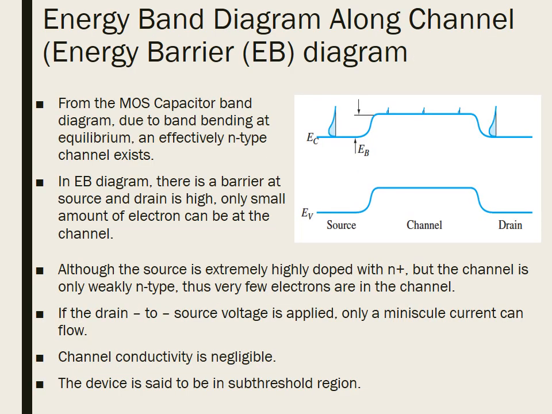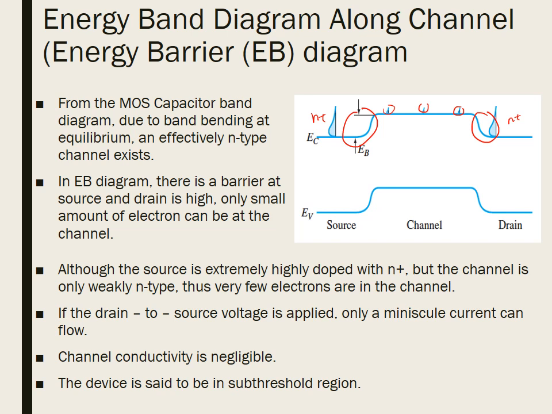From the MOS capacitor band diagram, due to the band bending at equilibrium, an effectively n-type channel exists. In the EB diagram, since the conduction band of the channel is higher than those of the source and drain, there is a barrier at source and drain, and the barrier is high. The high barrier only allows a small amount of electrons to be at the channel. Although the source is extremely highly doped with N+, the channel is only weakly n-type. Thus, very few electrons are in the channel and the conductance is very low.